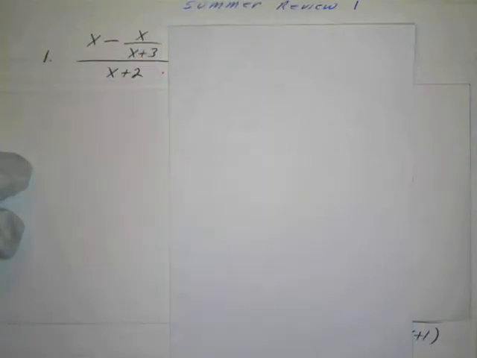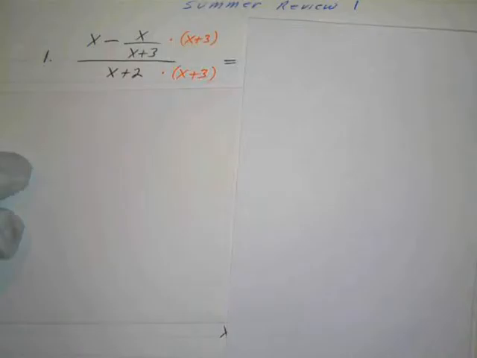So we have a complex fraction, and the easiest way to get rid of the complex fraction is multiply the top and the bottom by the least common denominator of all the denominators of any fractions you see in the top or the bottom. So we just have this x plus 3, so that's the only denominator we see, so we multiply the top and the bottom by x plus 3. And in one step, that gets rid of the complex fraction.